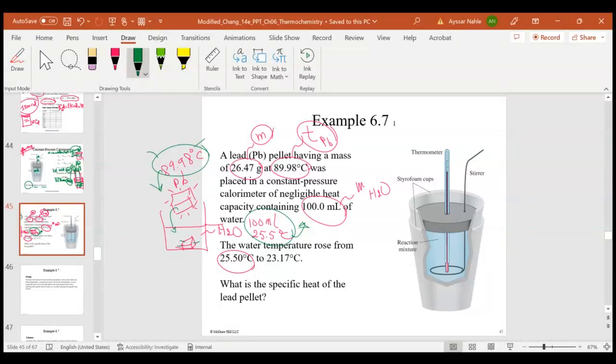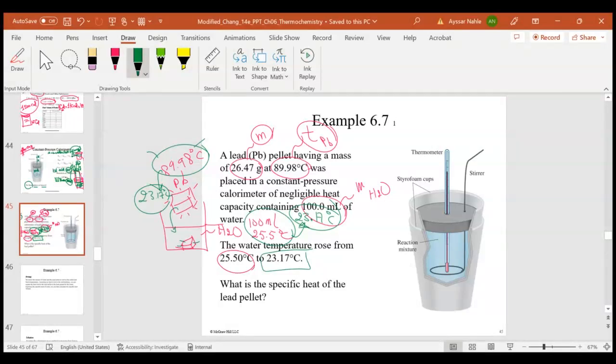So this one is going to drop down to how much? It will drop down to 23.17 degrees Celsius. And this temperature is going to go up to how much? Also 23.17 degrees Celsius. Is this clear to both of you? Because at the end, both will have the same temperature. The piece of lead, its temperature will decrease, and the water temperature will increase until they are the same. Once they are the same, that's it, finished.